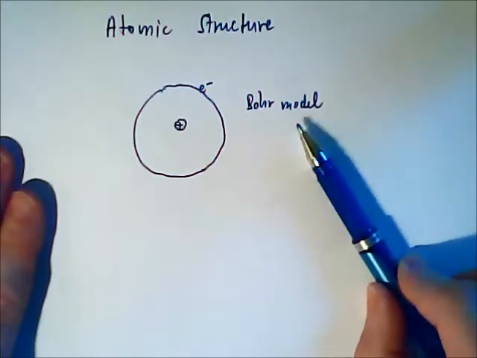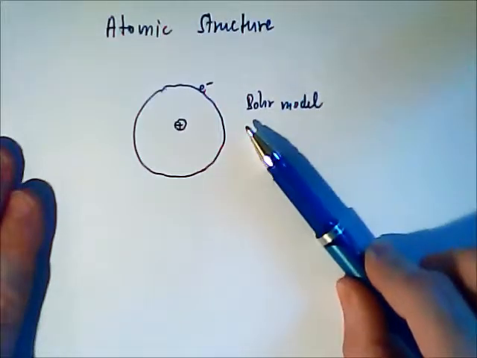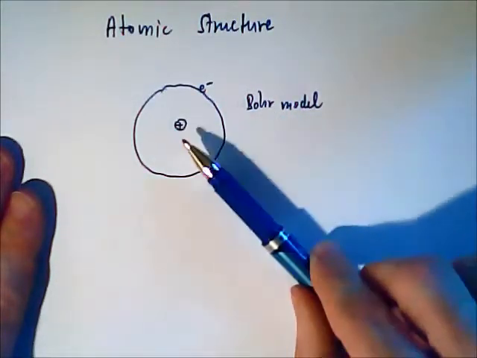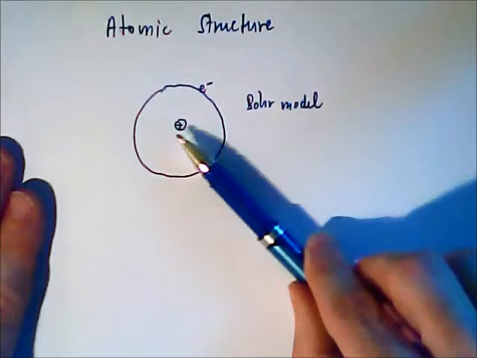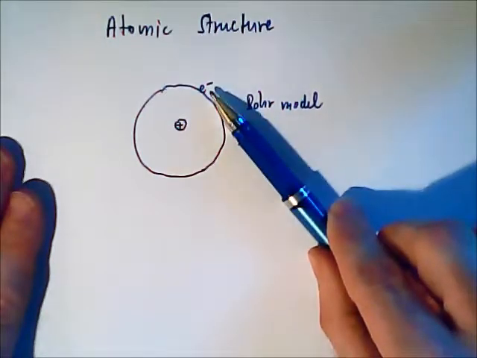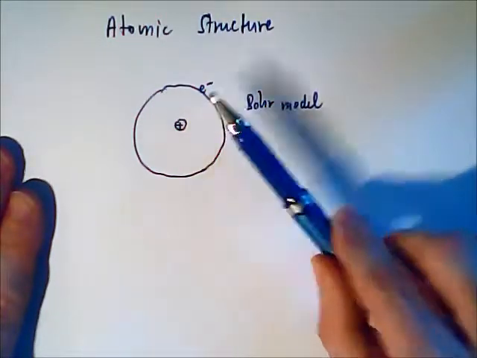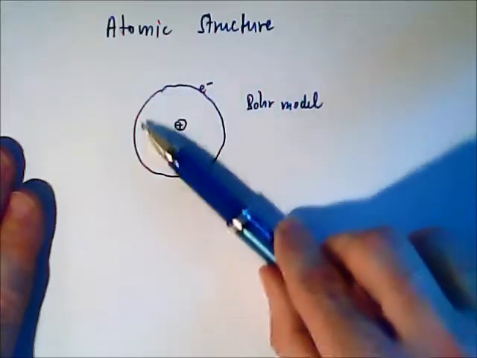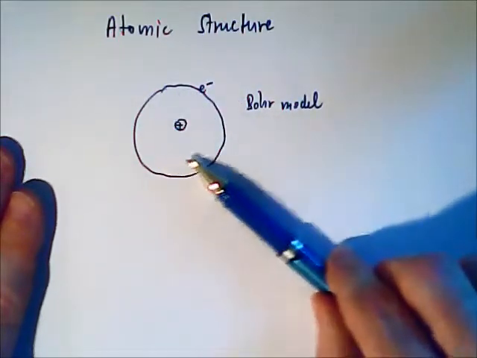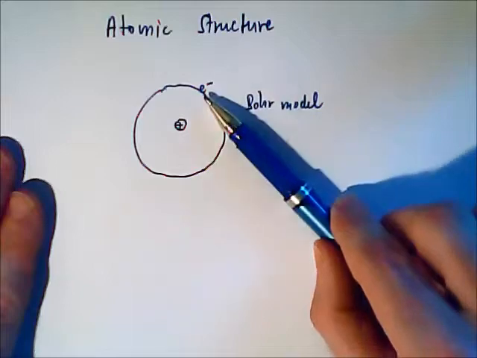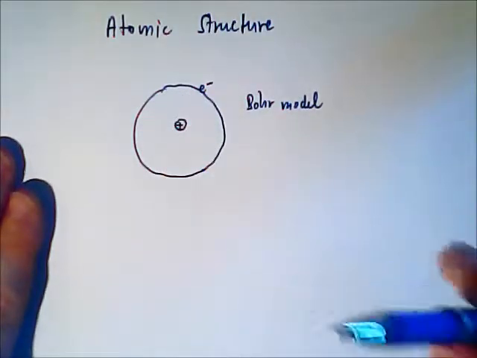Bohr in Denmark, who developed this model 100 years ago. He said every positive charge in the nucleus corresponds to an electron with a negative charge, and this electron circles around this nucleus, similar to the Earth circling around the Sun.